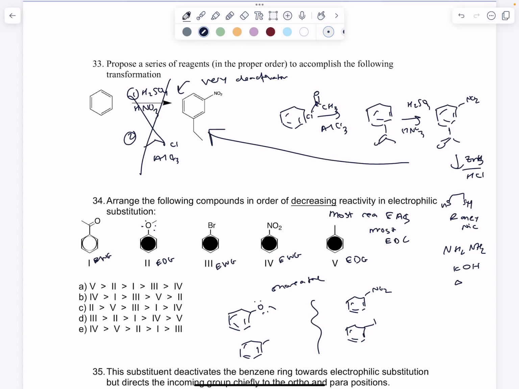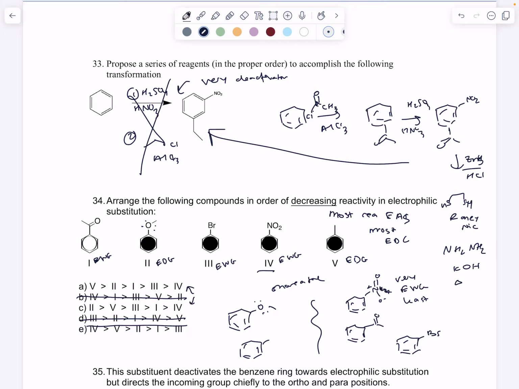And I know that if you have a positive or a partial positive next to the ring, those are withdrawing, but it's even more withdrawing if it's a full-on positive. And nitro does have a positive charge. Nitro's Lewis structure actually looks like this. And so this is a very electron withdrawing group. So that should be my least reactive. So I'm just going to go ahead and eliminate any answer choices that don't have 4 as the least reactive. So that gets me down to these two.